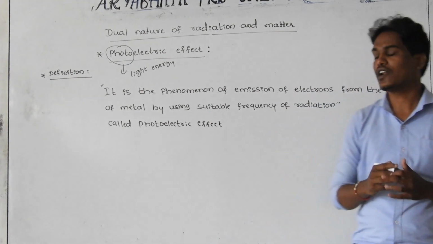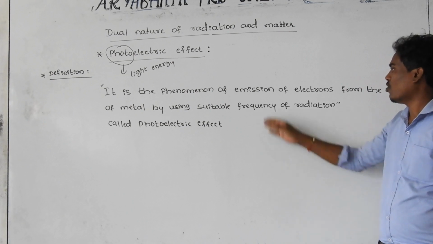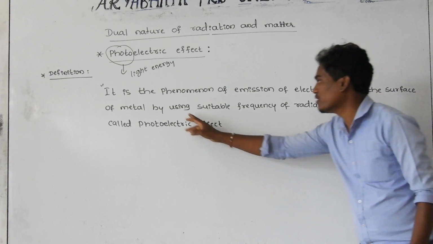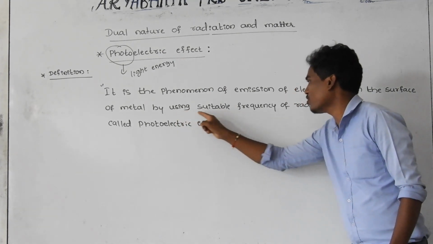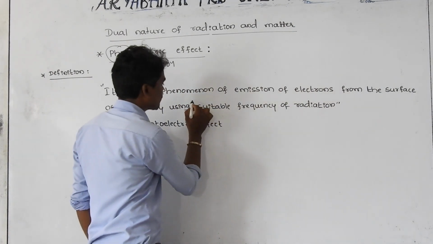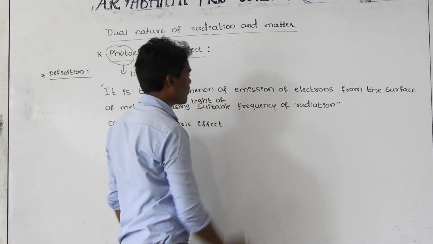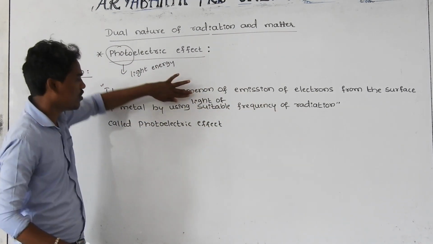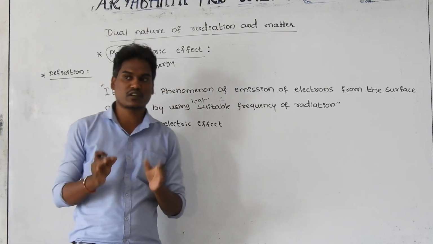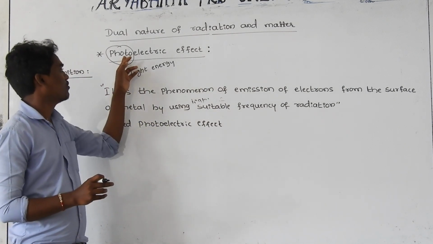What is the definition of the photoelectric effect here? It is the process of emission of electrons from the surface of the metal by using light of suitable frequency of incident radiation. This process of emission of electrons from the surface of the metal is called the photoelectric effect. Please remember this.